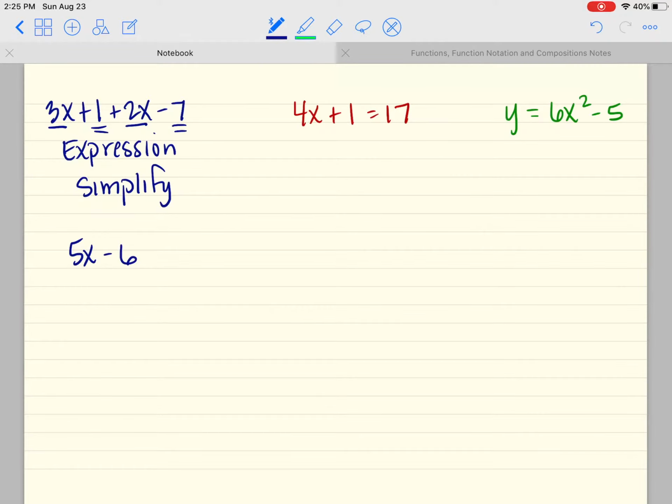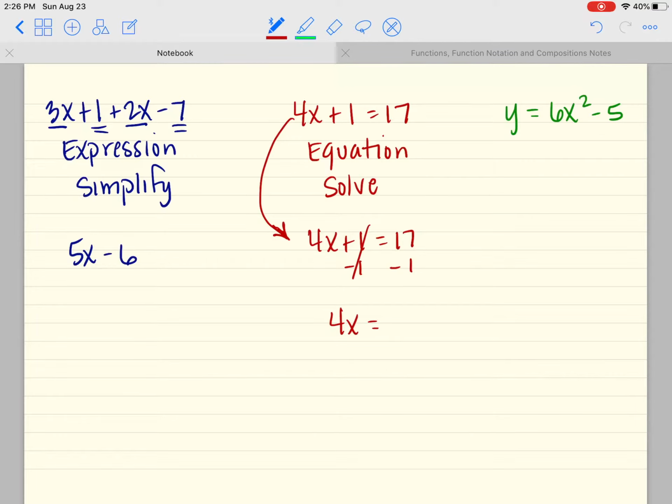Now, if you look at the second and third, the red and the green, both of them contain an equal sign, but they're distinguishable as well. The second one in red has an equal sign, but just one variable. When it has an equal sign, we can call it an equation instead of just an expression. What we do with an equation containing one variable, in general, is we try to solve it. In this one, for example, we would start by subtracting 1 from both sides of this equation. That says 4x has to equal 16. We would divide both sides by 4, and we would get a solution for that equation.